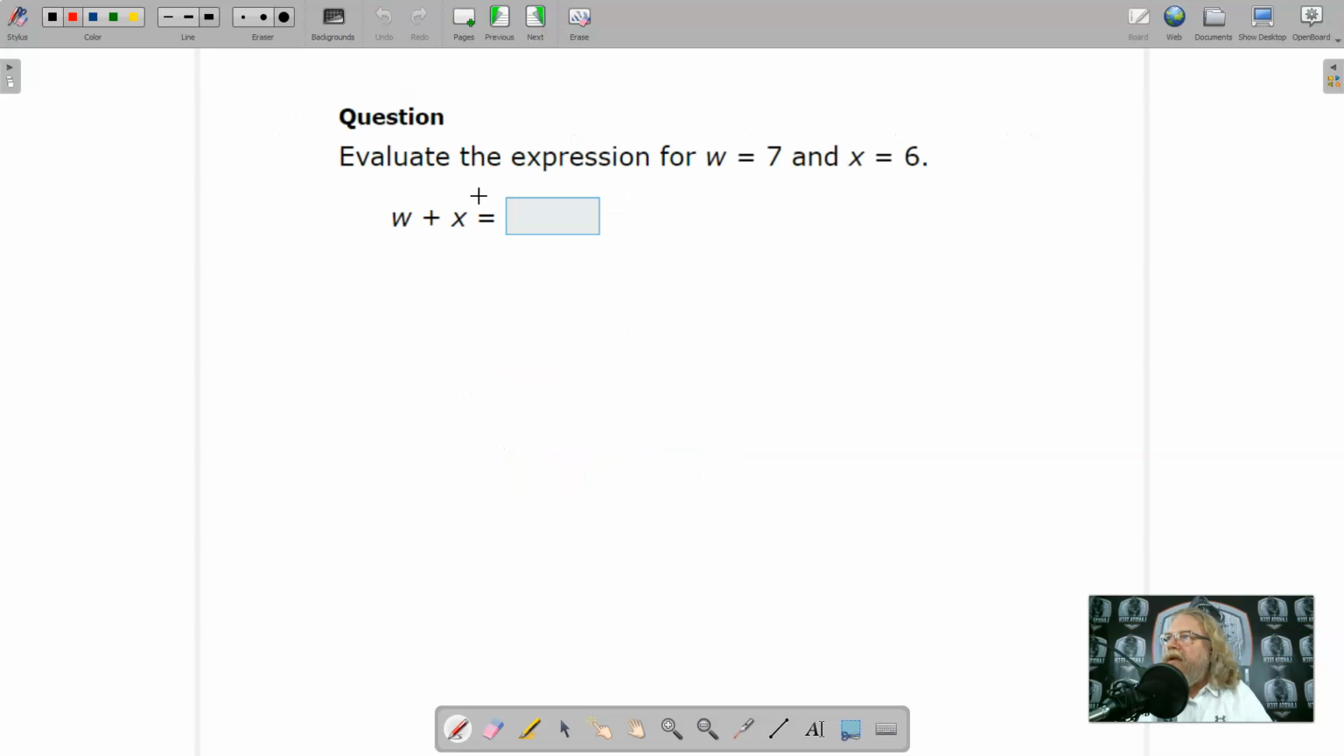On the next one, evaluate the expression for W equals 7 and X equals 6. So let's go ahead and substitute our values. Well, first I'm just going to rewrite the problem. But wherever I see variables, I'm going to put in parentheses. So I'm going to go ahead and put a parenthesis plus the other parenthesis, and now I'll substitute my values in. W has a value of 7, and X has a value of 6. 7 plus 6 is 13.